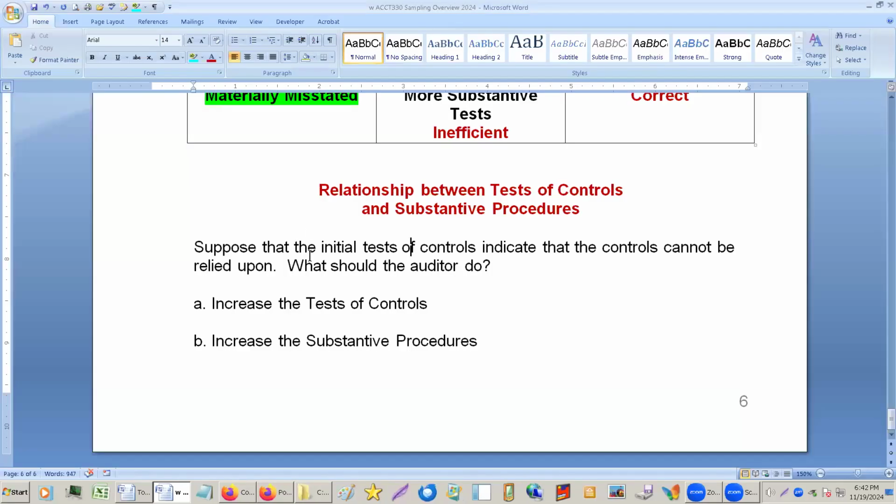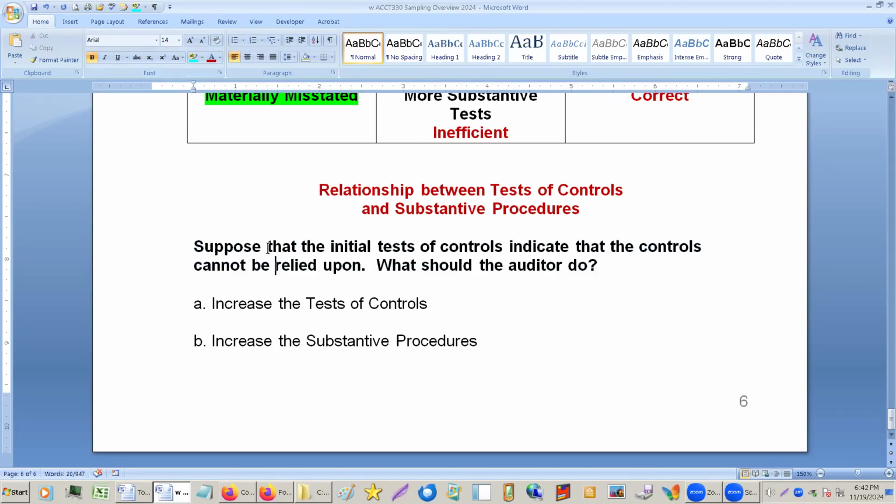So you start doing some tests. You do the initial test of internal controls, which indicates that the controls cannot be relied upon. Are you going to increase the test of controls or increase the substantive testing, the dollar testing? B. Yep, very good.